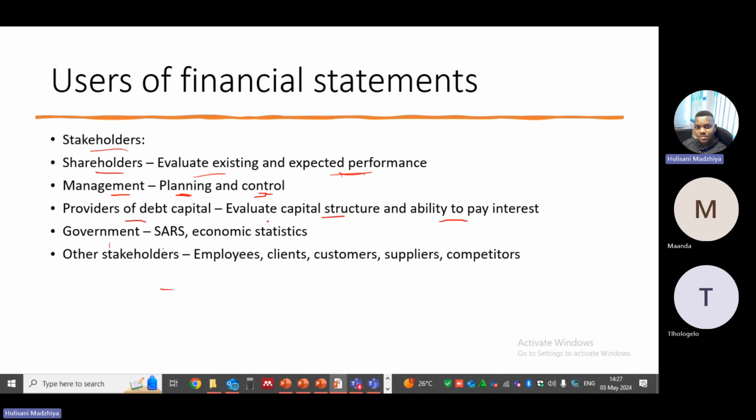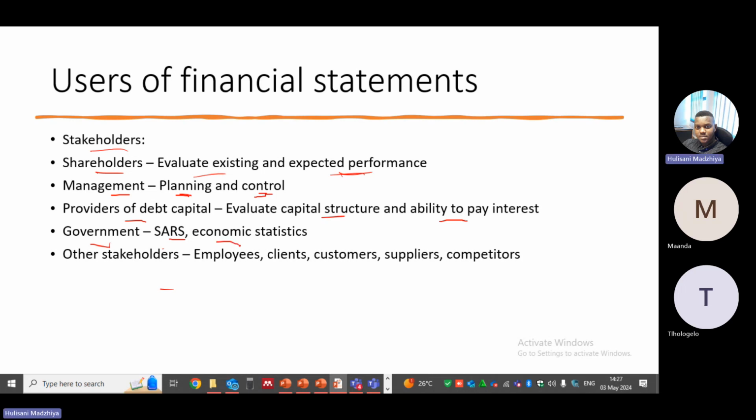They use it in that way. Government also uses the company's financial statements to assess how much is due to them, which is the South African Revenue Service, SARS. They use that to assess how much you owe them and how much they owe you, based on the income you have made and how much you have paid them so far.